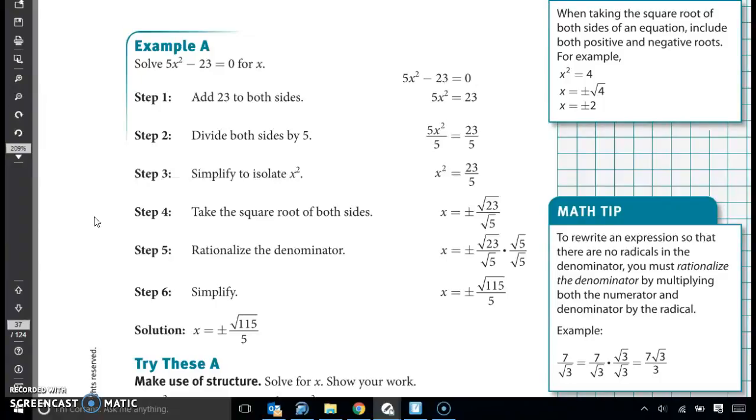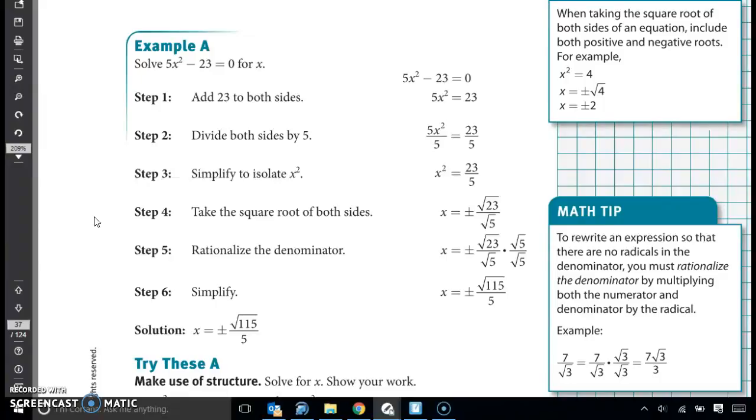How do we undo a square? We're going to square root. So we're going to square root both sides. When we square root, we get 2 answers. We get a positive and a negative. So we're going to square root both the 23 and the 5. And then what we looked at last time is that we can't have a square root in the denominator. So multiply both the numerator and the denominator by the square root of 5. And so square root of 23 times the square root of 5, we can put 23 times 5 all into one square root.